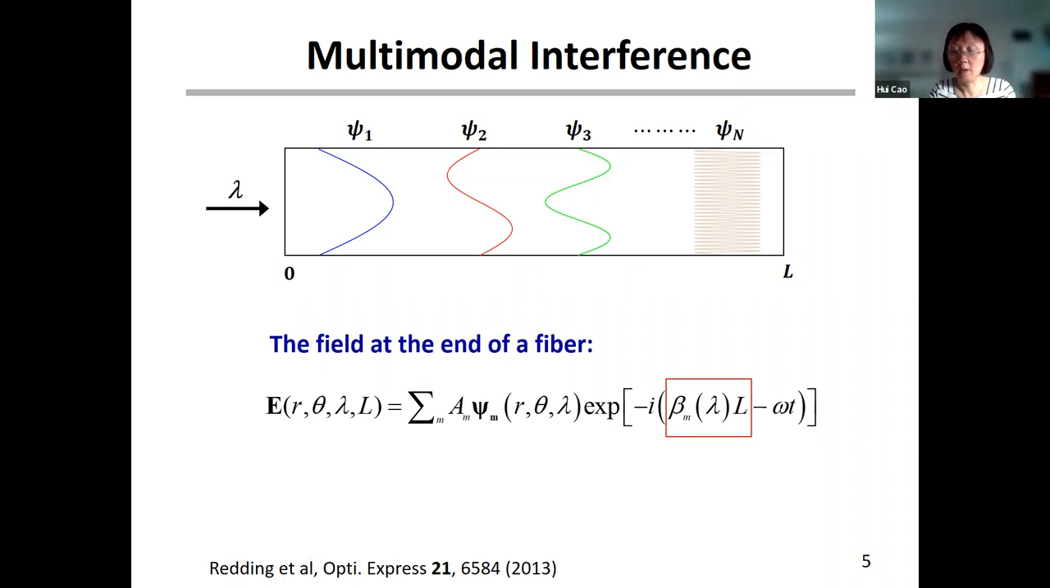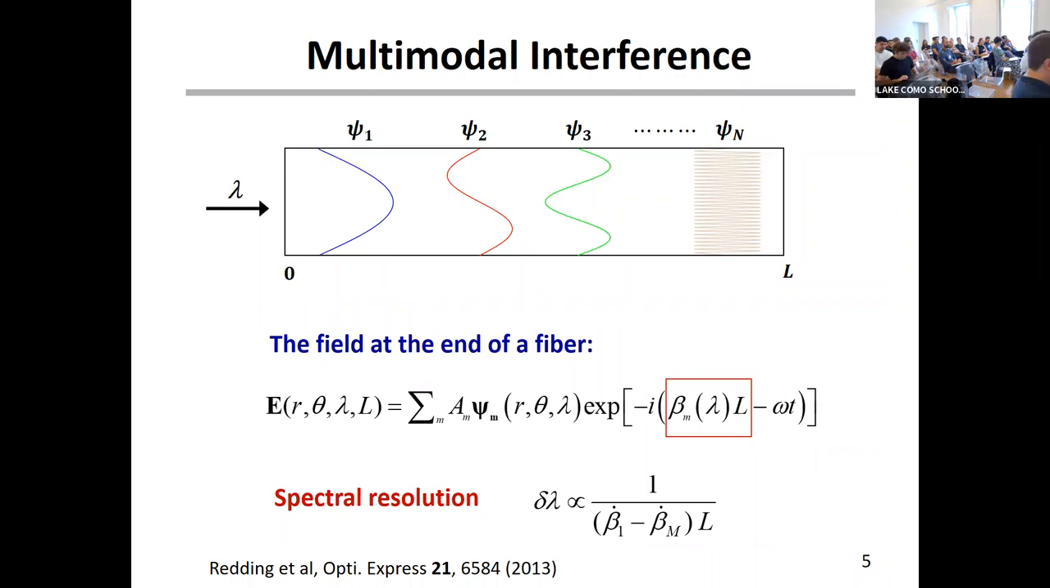That allows us to really detect the change of the spectral pattern due to the change of the input frequency. And what is the spectral resolution? The smallest change we can detect is inversely proportional to the fiber length. The longer it is, the more sensitive it is to small frequency changes. Also, it depends on the differential group delay that is shown here. So that shows we can use this for very sensitive spectral measurement.